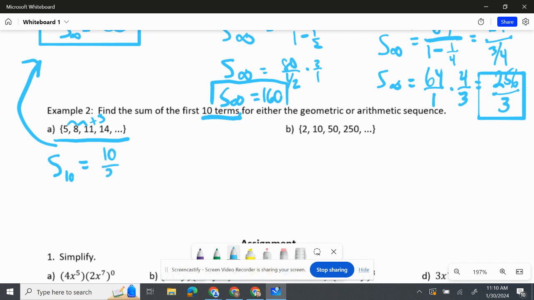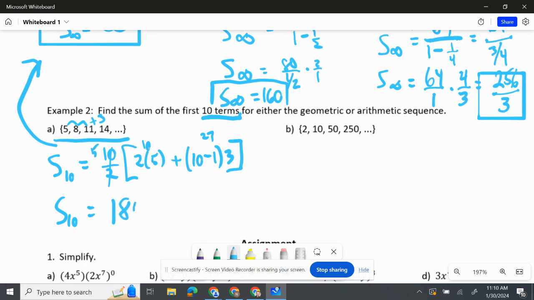So we're going to go 10 over 2, times 2 times 5, plus we have 10 minus 1, and our common difference is 3. So we have 10, we have 9 times 3, which is 27. 10 divided by 2 is 5. And when I add the 10 plus 27, that would be 37 times 5. That right there would be 185.